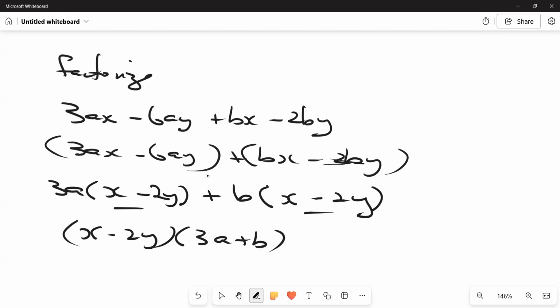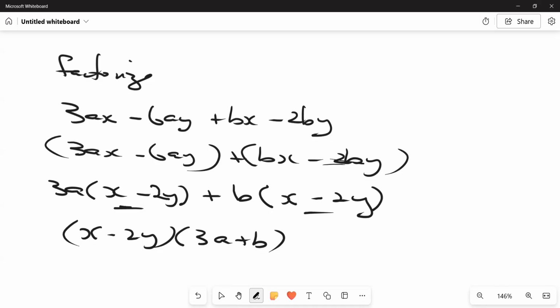And then over here, the common factor is just b. You bring it to the front. bx divided by b gives you x. Put back your minus sign. 2by divided by b gives you minus 2y.